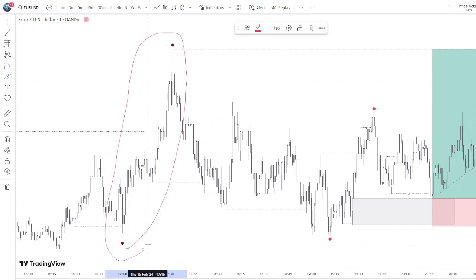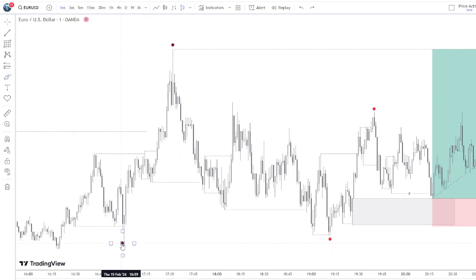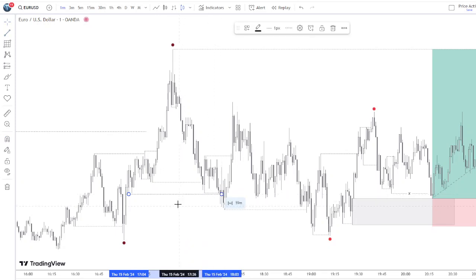So this was my range, which is marked by these dots. So price was going to come for internal range liquidity. After taking out this one, price then came for this as internal range liquidity and also this as internal range liquidity. If I mark my chart here, that was also internal range liquidity.